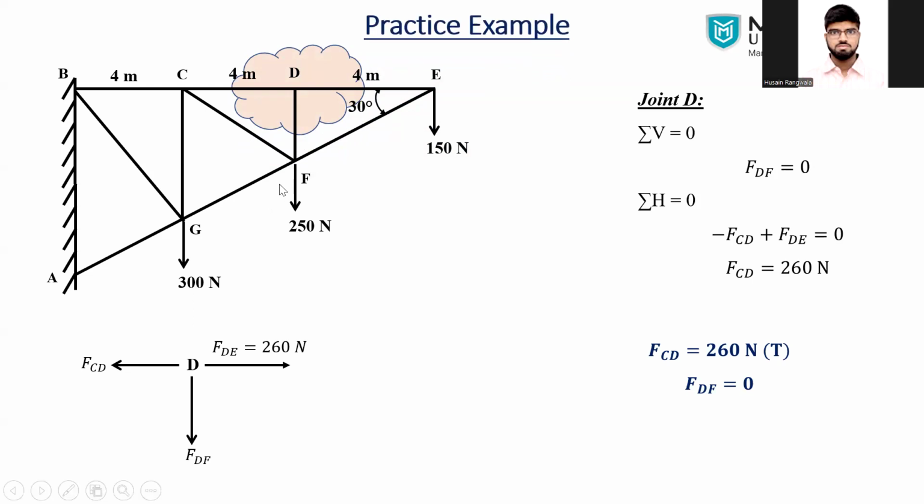Now we can go to the next joint. Can we move to the joint C? If you see over here, there are four forces: FBC, FCD, FCG, and FCF. Out of that, three are unknown. As we have discussed in the initial steps, what is the rule of the method? I will remind you that we have to choose a joint which has a maximum of two unknown forces. So definitely we have to go to the next joint, and that is joint F. So let's move to the joint F.